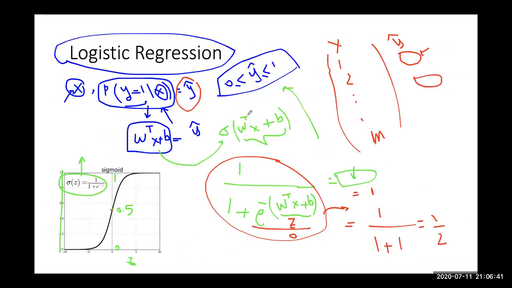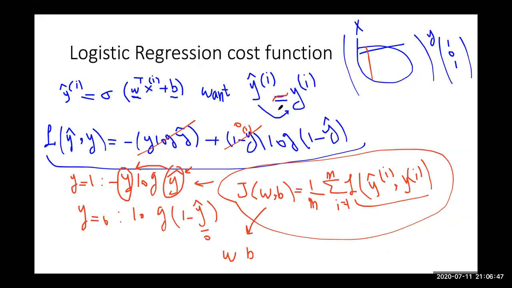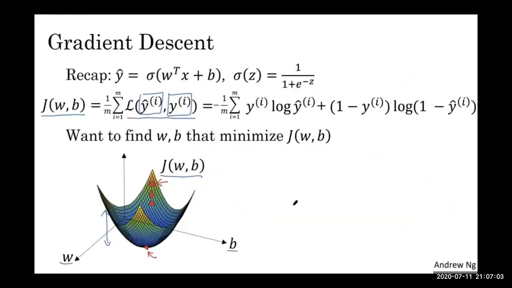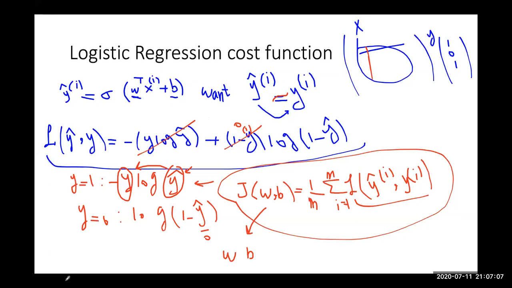We find these set of parameters. These are called parameters. That's why we use a loss function as a way to find the best or the optimized values for W and B. With that, let's move on. So how do we optimize this function?